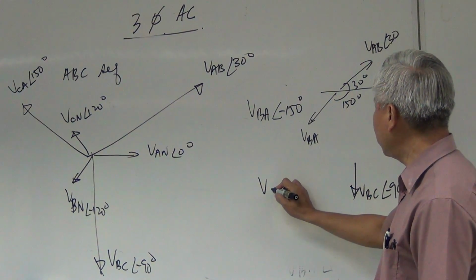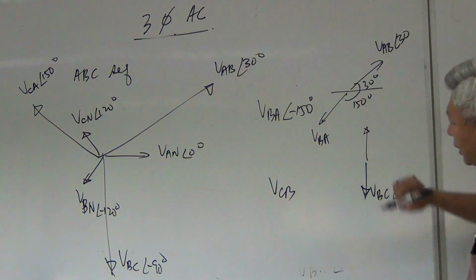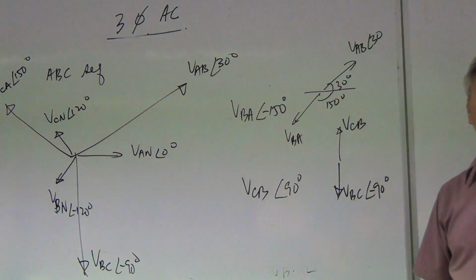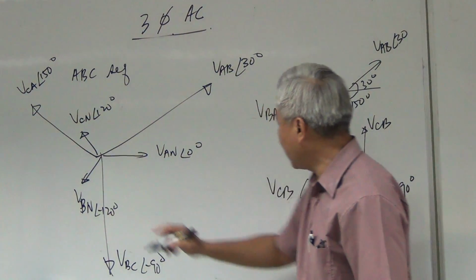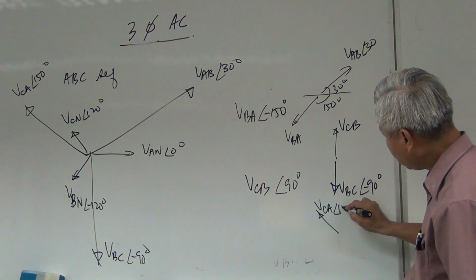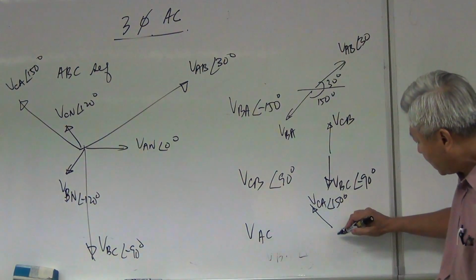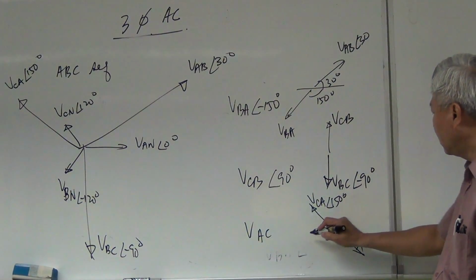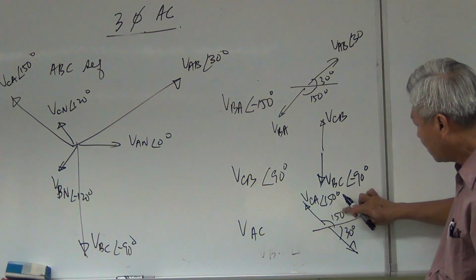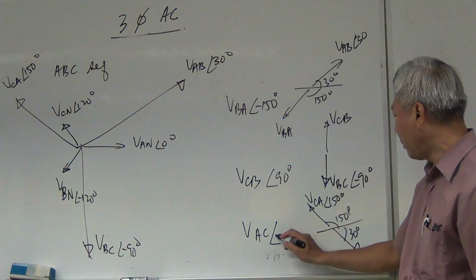Then I say I want VCB. VCB, can you see? VCB means switch, it means the arrow now pointing upwards. So that's VCB. So it's therefore 90 degree. How about VCA? So VCA is 150 degree. Now I want VAC. That means I switch. VAC is the arrow that points the other way around. And here is 150 degree. Here is 30 degree. Alright? So VAC is therefore minus 30 degree.